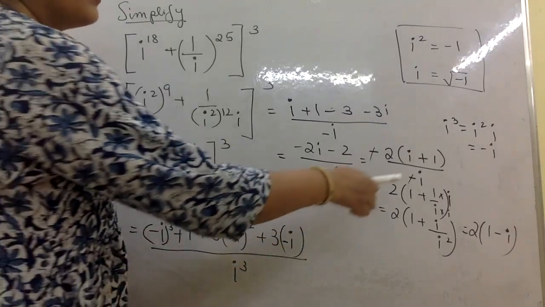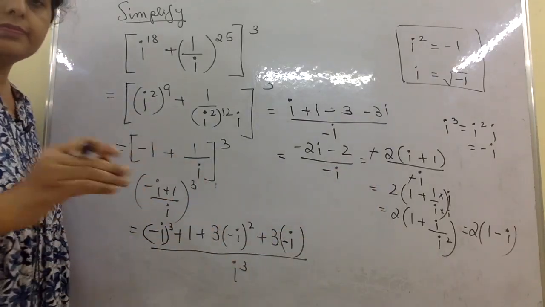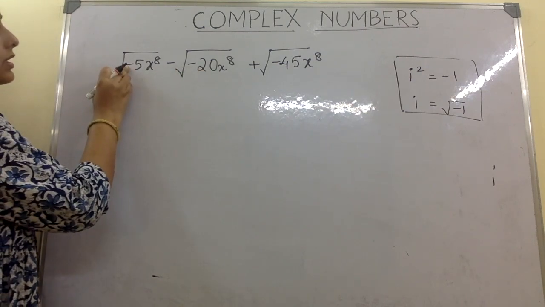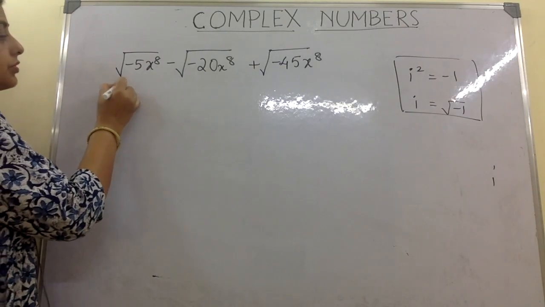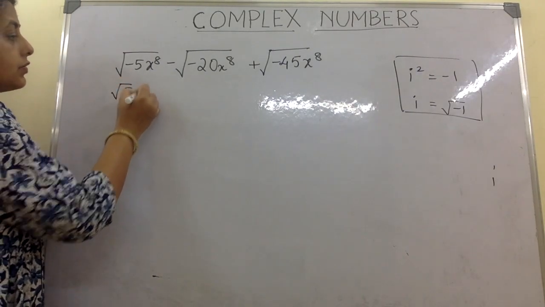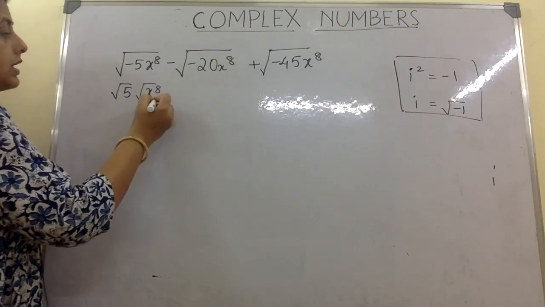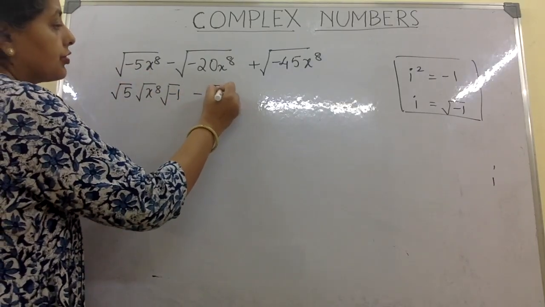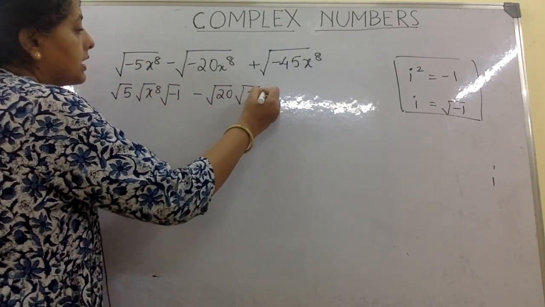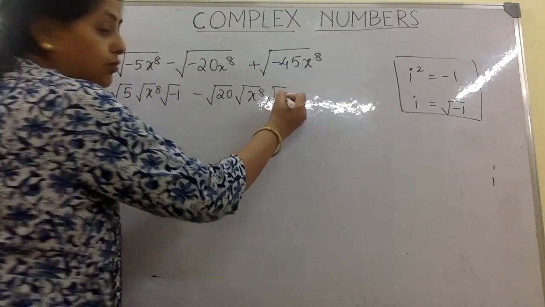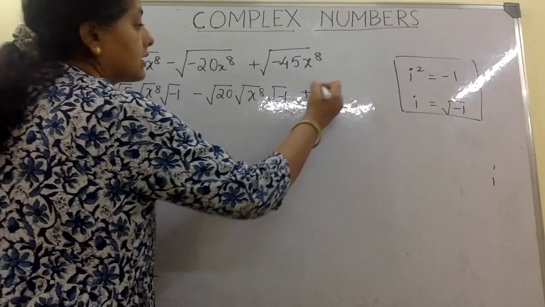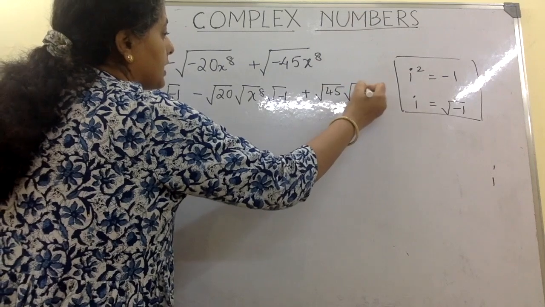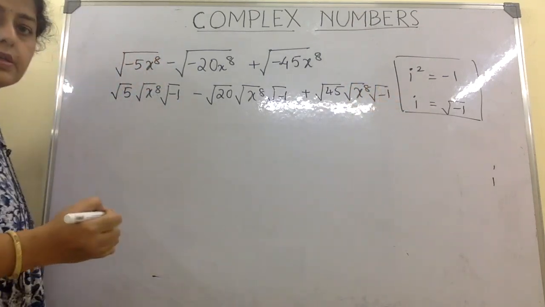So this is my final answer, simplified form. Now if this is to be simplified, what to do? I can see one i here, so root 5, then root x to the power 8, and then root minus 1, okay, minus root 20, root x to the power 8, and then root minus 1, okay, plus root 45, then root x to the power 8 and root minus 1, okay.